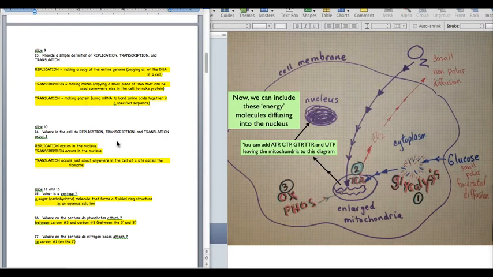Okay, where do they happen? Replication and transcription. You need DNA for those reactions to happen. That's going to happen in the nucleus. Translation, really anywhere. Anywhere out here in the cell. Anywhere a protein is needed.